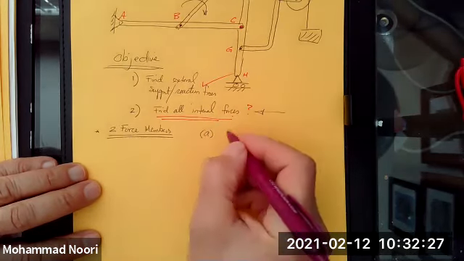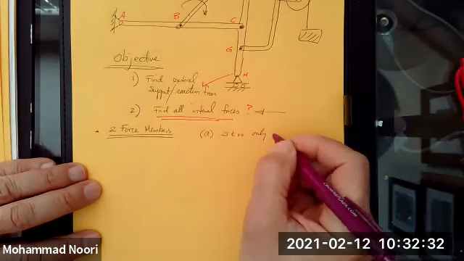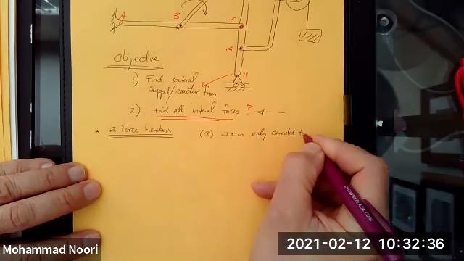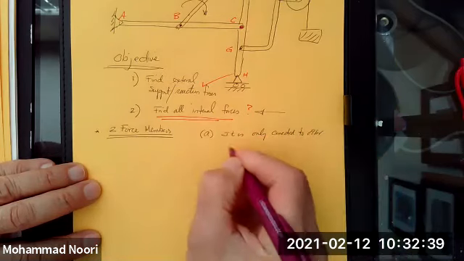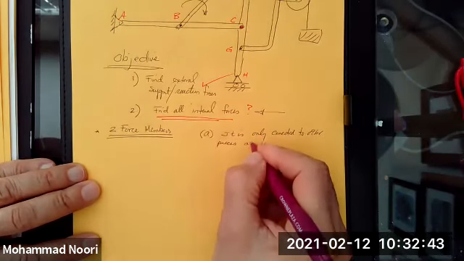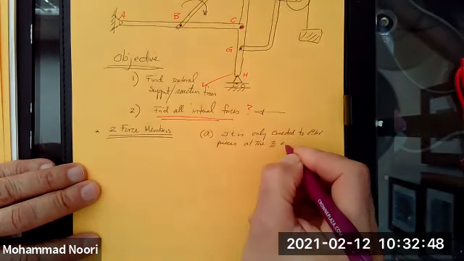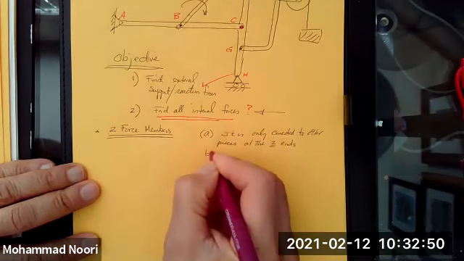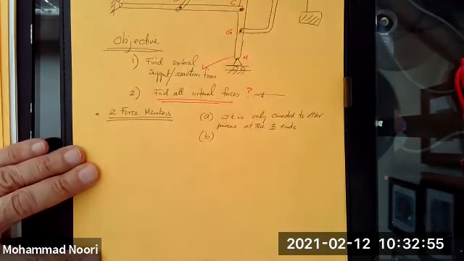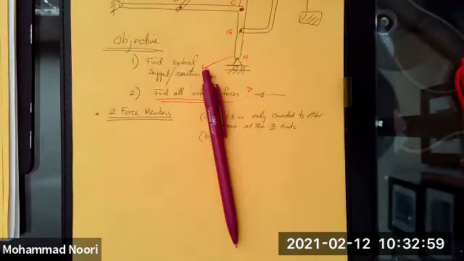Number one, it is only connected to other pieces at the two ends. Number two, all these three characteristics should be satisfied for that member to be a two-force member. Okay? All right.